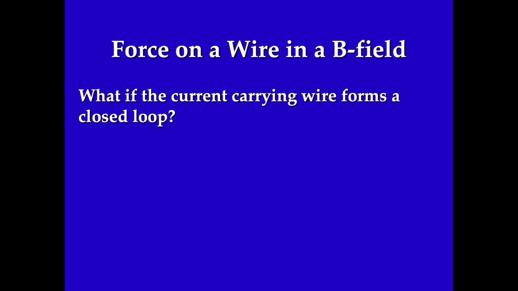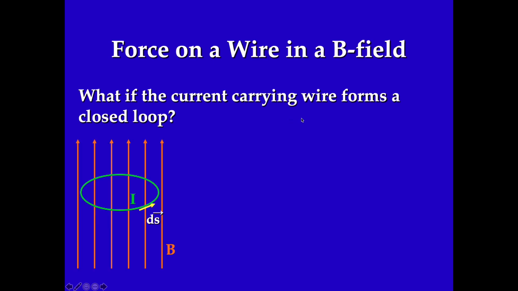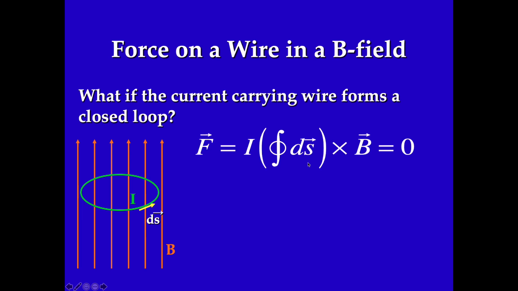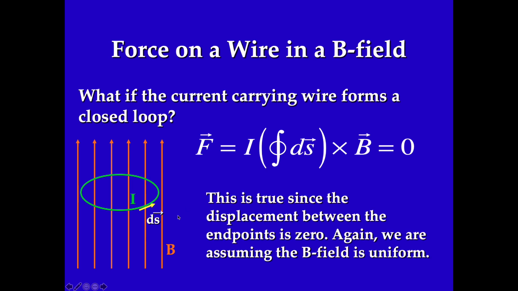What if the current carrying wire forms a closed loop? What's our integral of ds then? If I have a closed loop, what's my integral end up being? Would it be 0? It's 0. Yeah, and again, what am I assuming? I'm assuming that B is uniform and I is uniform. Our total displacement is 0 because I can pull the B out of the integral. But if B is not uniform, it's got to be inside the integral, and I can't necessarily say that integral will be 0.